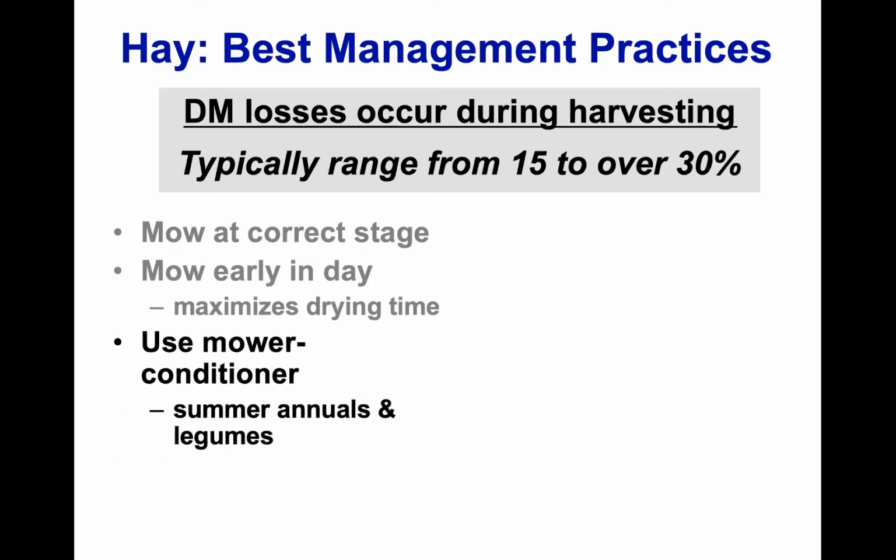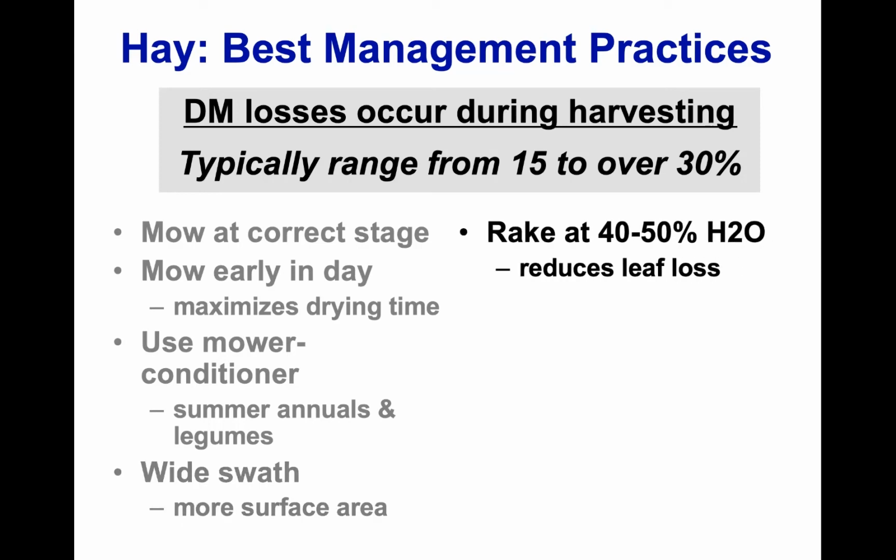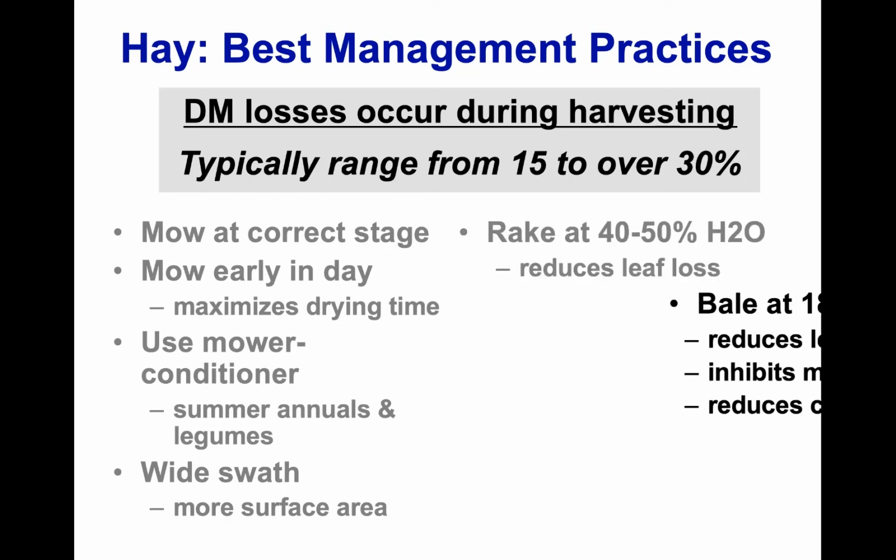to maximize that drying time. We want to use a mower conditioner to help condition those stems and let water out of that plant. And we want to leave that mowing swath as wide as possible. That lets sunlight come down upon that swath and cause it to lose moisture at the most rapid rate. We want to rake at 40 to 50% moisture. This reduces leaf loss, which is especially important with legumes like clover and alfalfa.